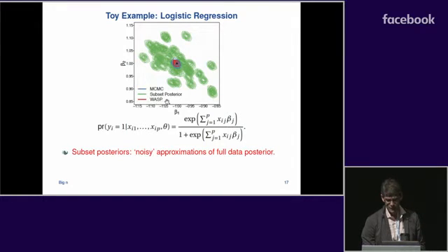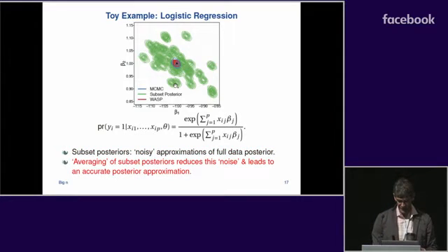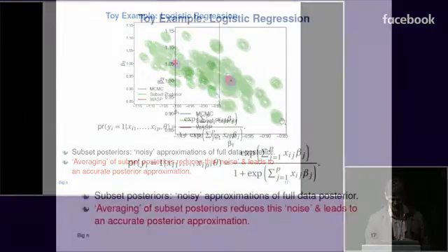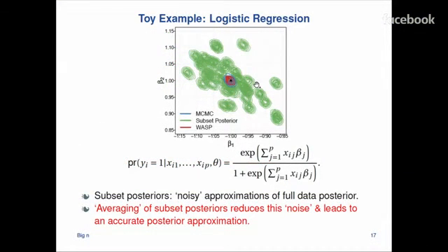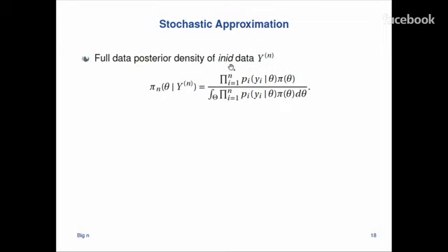We have an approach called WASP, which is in red, which gives you a very accurate approximation, and in green shows the contours for the subset posteriors. Basically, what we're going to do is use a type of stochastic approximation to the full data posterior distribution based on each subset, and we're going to average in some type of way geometrically to reduce noise. So it's a type of stochastic approximation algorithm that produces this.